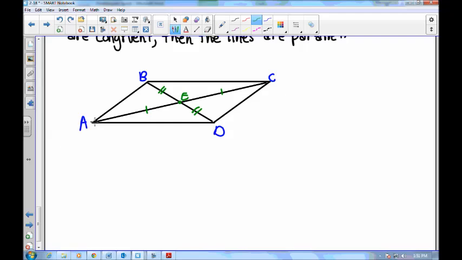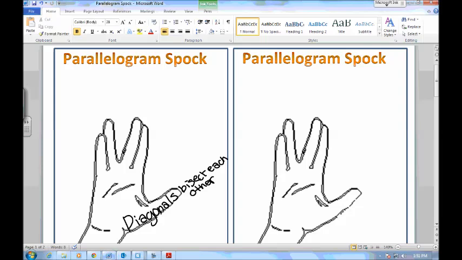One relationship about the diagonals, 2 about sides, 2 about angles. So go back to parallelogram Spock. The next 2 fingers, let's do sides.